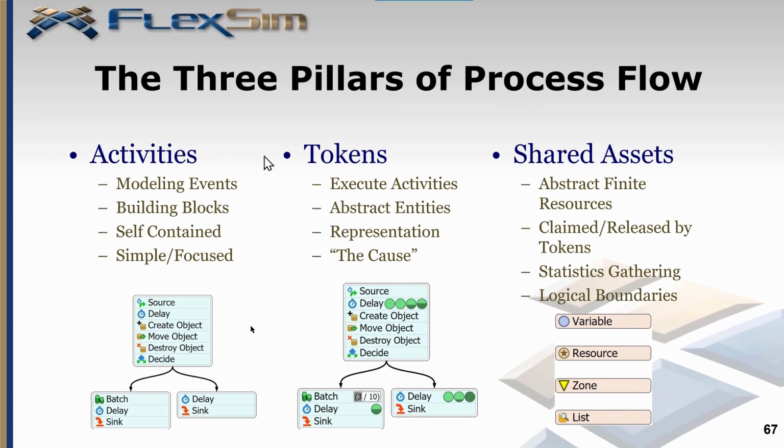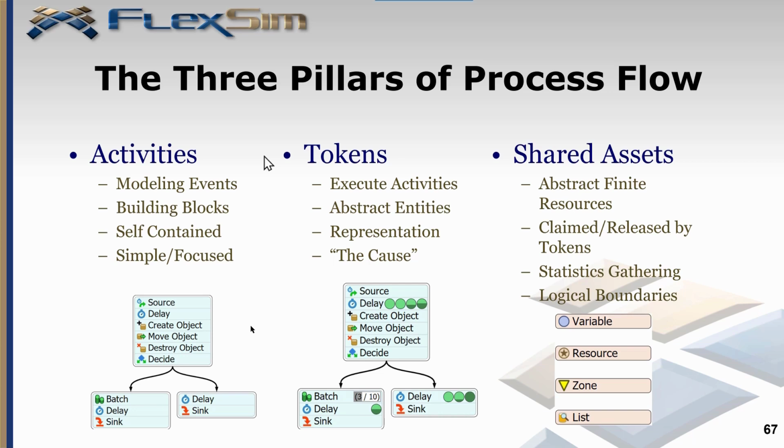Okay, let's talk about the three pillars of process flow: activities, tokens, and shared assets. An activity is a logical operation or step in a process flow. As such, activities are the basic building blocks of any process flow.